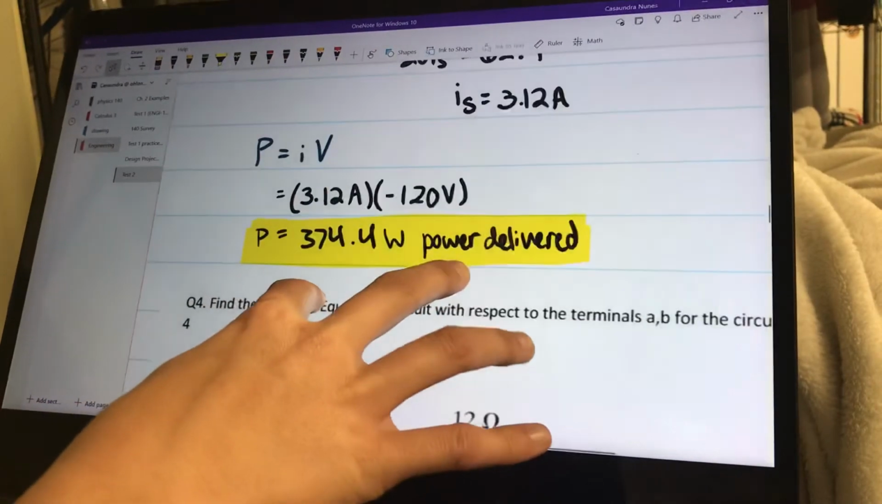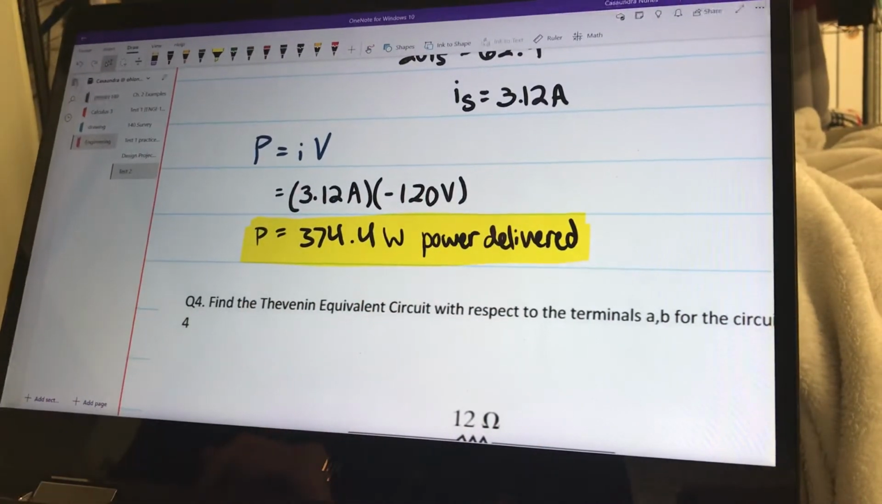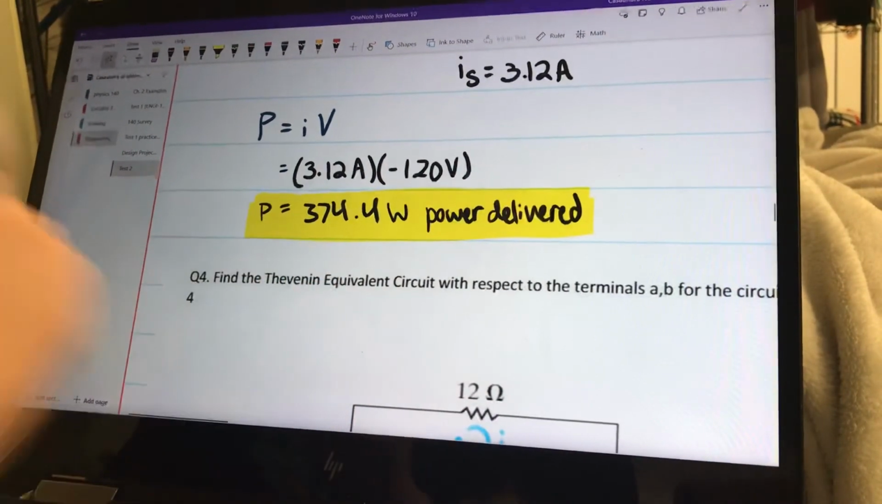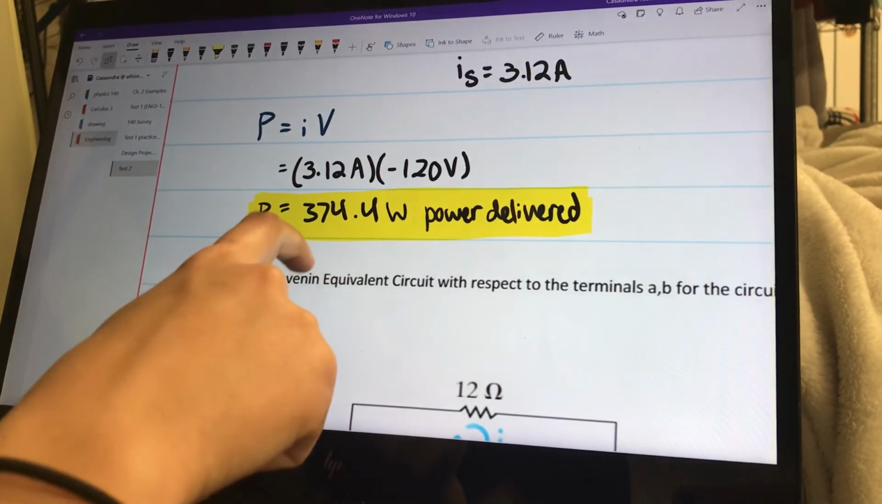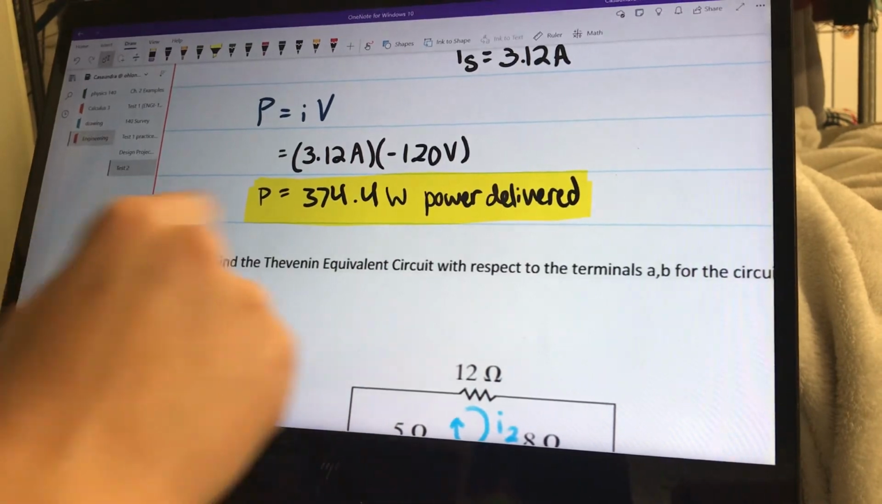And then here I used the power equation P equals IV and got 3.12 times negative 120 and got 374.4 watts power delivered.